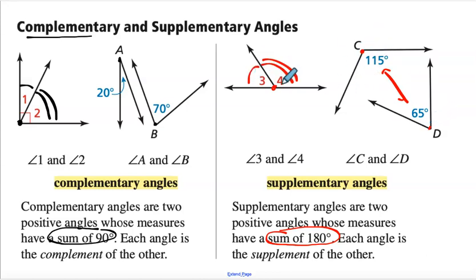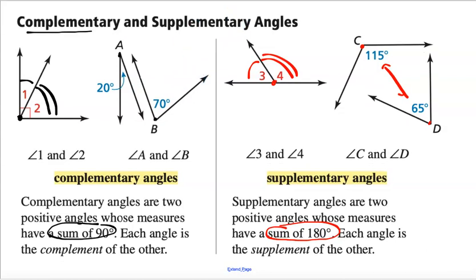Angle 3 and angle 4 are supplementary. Angle 3 and angle 4 are also adjacent. Likewise with angle 1 and angle 2: complementary and also adjacent. A and B are not adjacent angles, but since they both add up to 90 degrees, they are complementary.